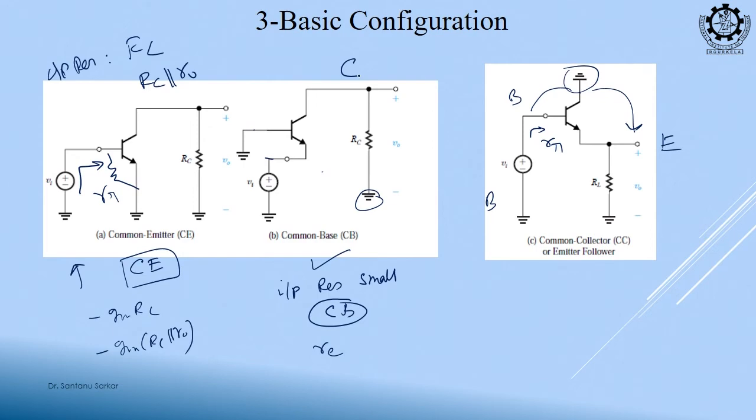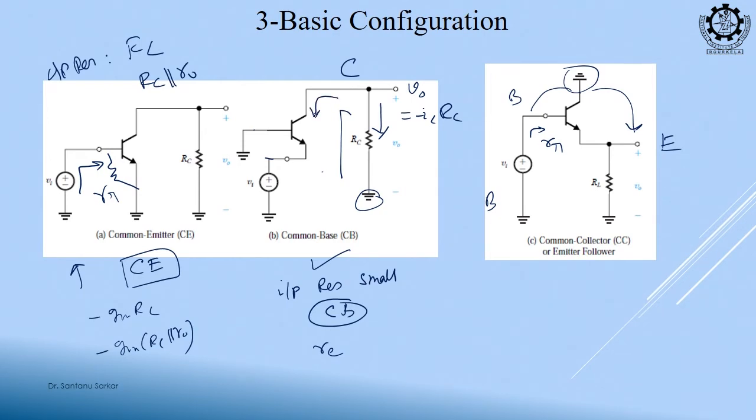What is my output terminal? This is my output terminal. What should be the voltage? Ohm's law. The current flowing through this resistance into resistance value. What is that? Minus IC into RC. So, you just write down. Any other resistance is there? No. So, only this is coming in parallel. So, whatever the drop in this resistance, that will be your output voltage. So, what is your output voltage? Minus IC into RC.